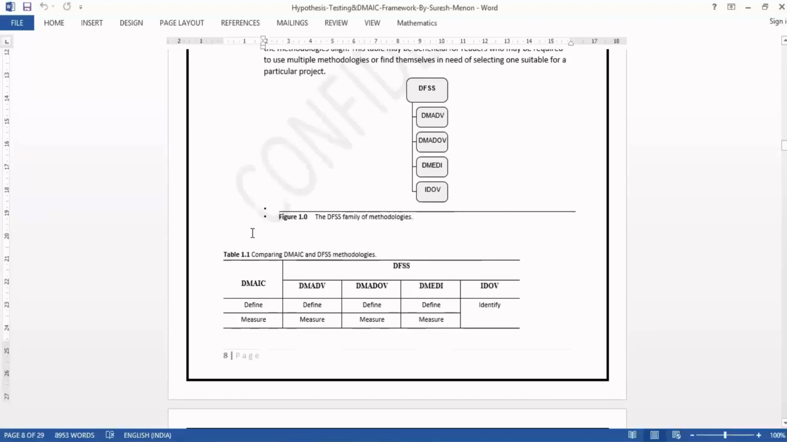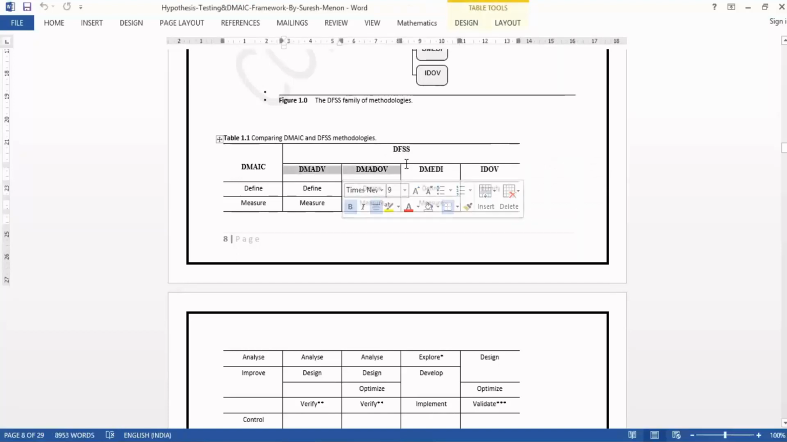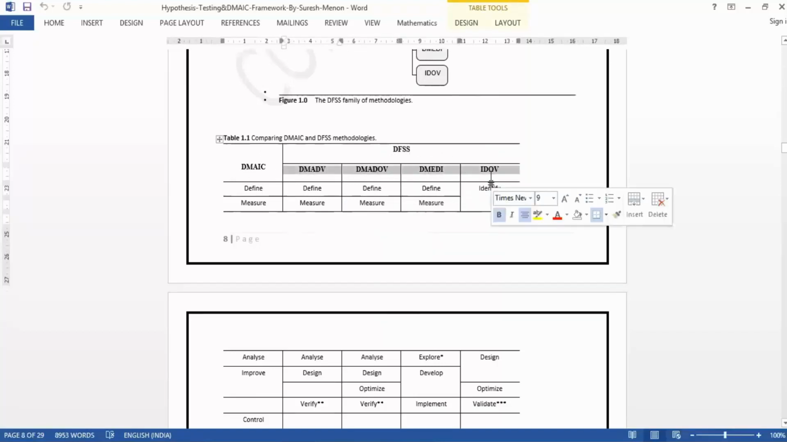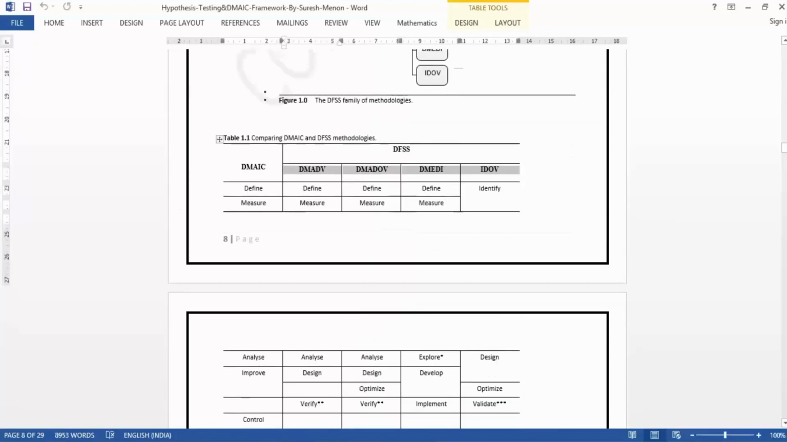Okay, what is DMAIC? DMAIC is define, measure, analyze, improve, and control. What is DMADV? See, DFSS is given here. I showed you, and DFSS contains all these things: DMADV, DMEDI, IDOV. All these are contained in DFSS. And DMADV is define, measure, analyze, design, verify. So there is a slight difference.